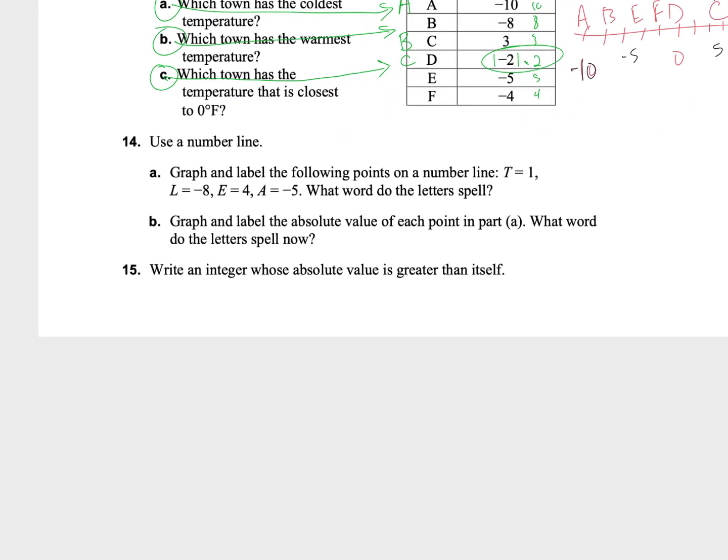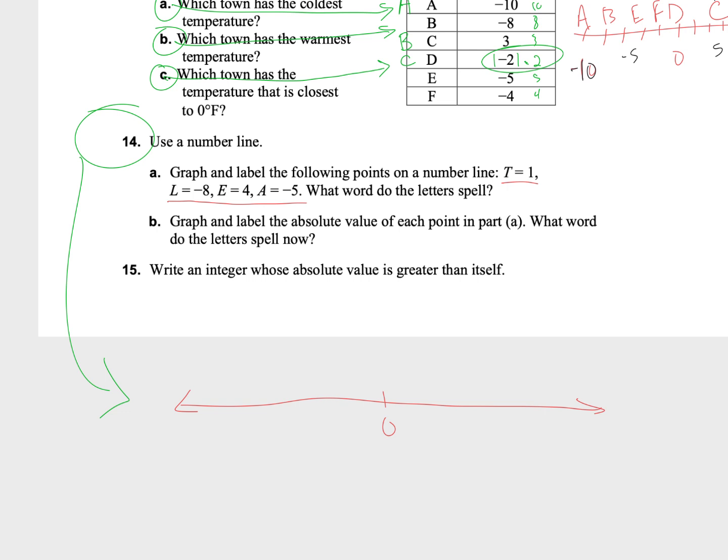Use a number line, graph and label the following points on a number line. So I'm going to do this guy down here. So here is my number line. Here's how I do number lines. I put a 0, and then I look at my numbers, and I make it easy on myself.